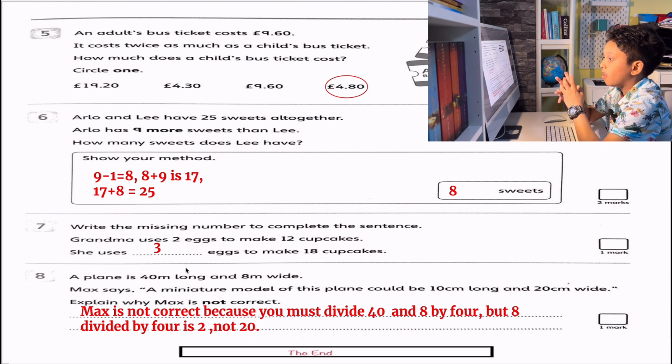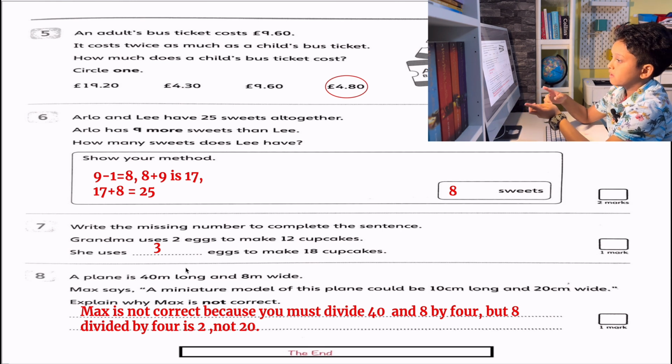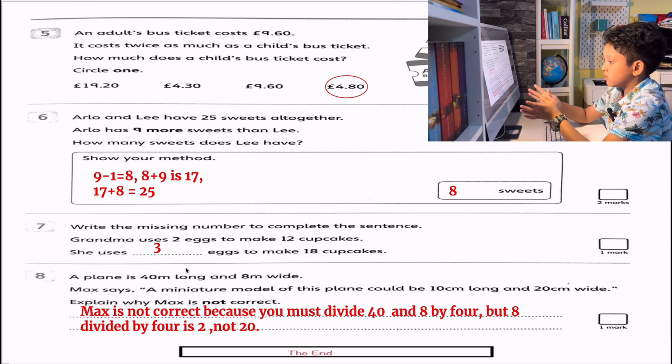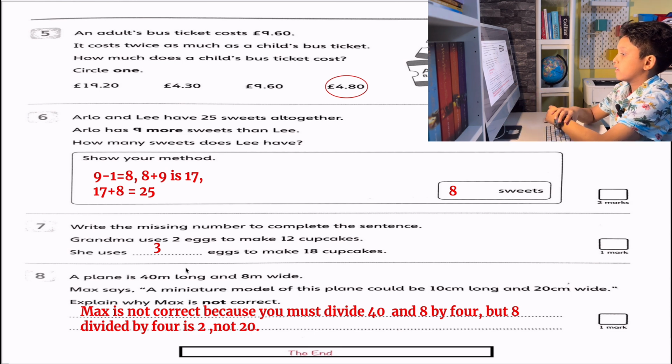Okay, question 7. Divided by 6. Oh, no. It'll be 6, so then 6 times 3 is 18. Okay. Last question, let's check. And 40 by 8, yeah, but 8 divided by 4 is 2, not 20.